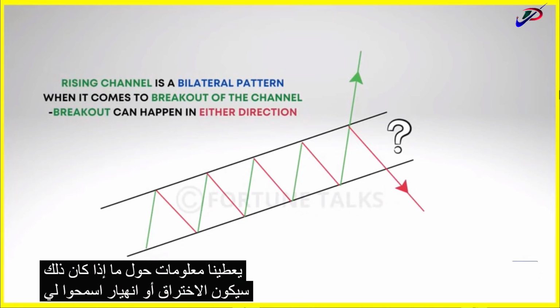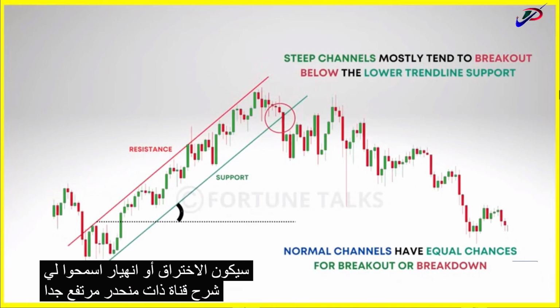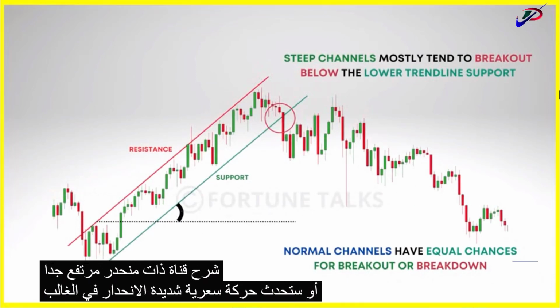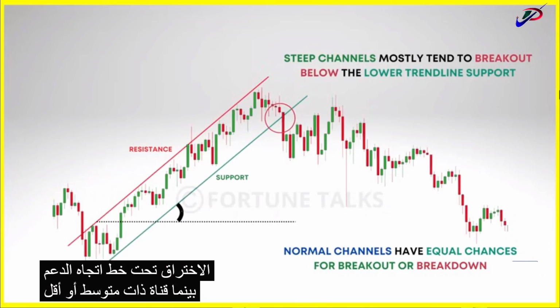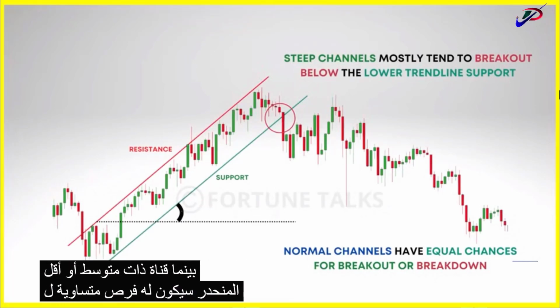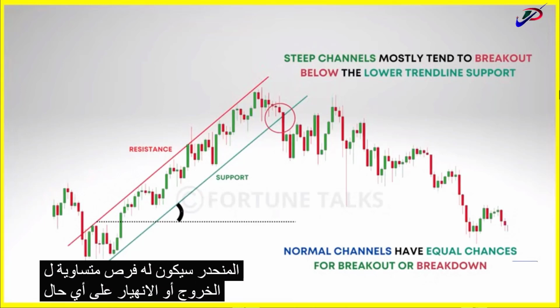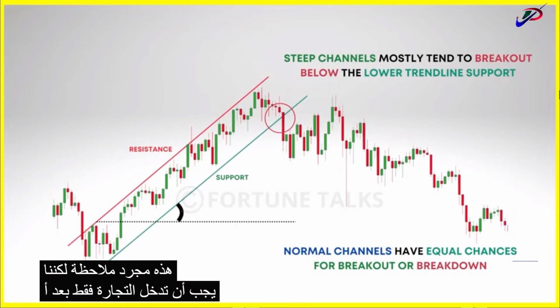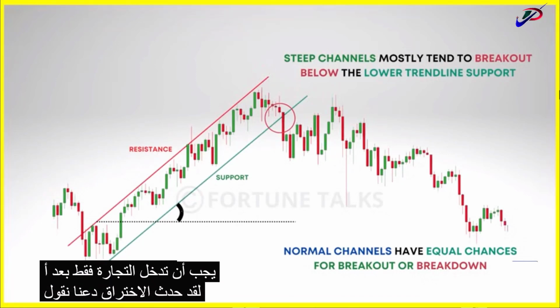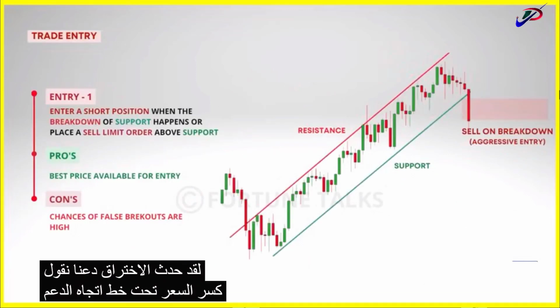Let me explain. A channel with a very high slope or a very steep price action will mostly break down below the support trend line, while a channel with a medium or lower slope will have equal chances of breaking out or breaking down. Anyway, this is just an observation, but we should enter a trade only after a breakout has happened. Let's say the price broke below the support trend line.